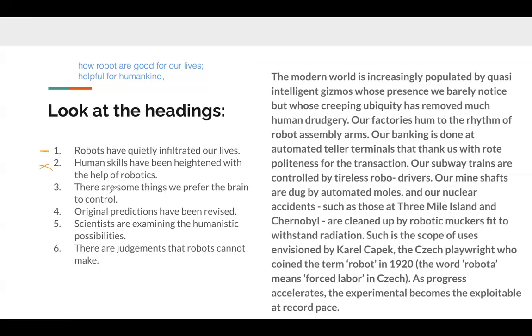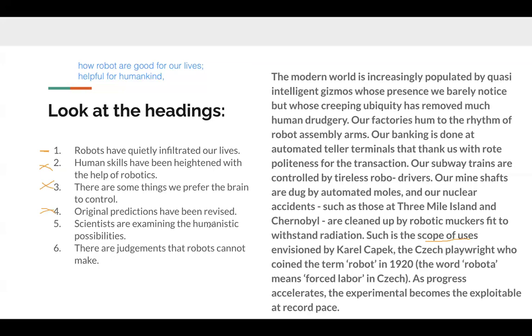There are some things that we prefer the brain to control. Did we say there is something that robots cannot do? Not so far. We've only talked about the things that robots can do for us and that are really beneficial. So this is also not the title for this paragraph. Original predictions have been revised. Were there any predictions made? Yes, there were predictions about the scope of uses for robots, but they are proven to be true. So nothing is revised. There's no change. Everything is in alignment. So this one is also eliminated.